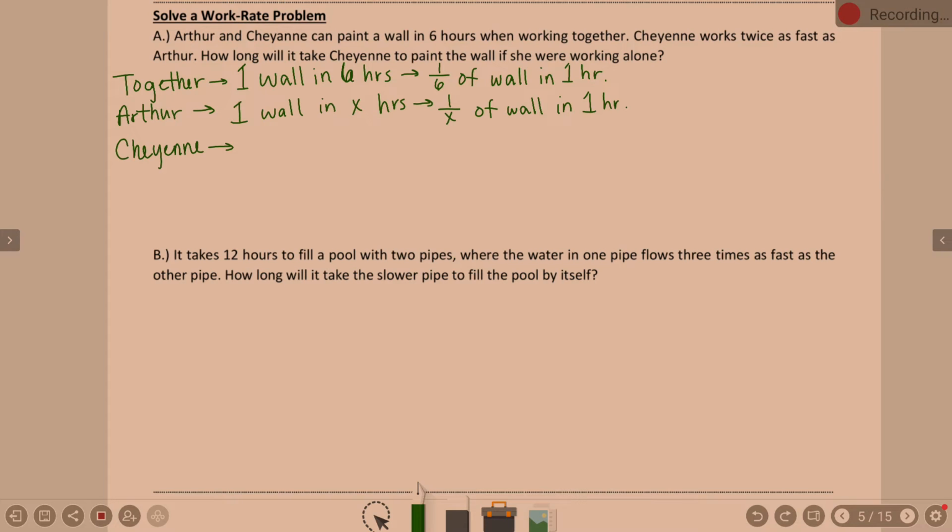And what do we know about Cheyenne? Right, she is twice as fast. We don't have anything more specific there. But if she is twice as fast, we'll be smart about this. If Arthur's rate is 1 over X, she's twice as fast, so her rate is 2 over X. In other words, she can paint 2 over X of a wall in 1 hour.